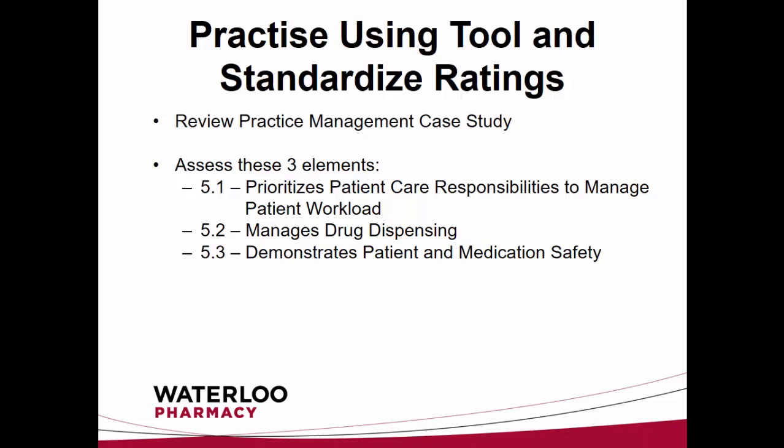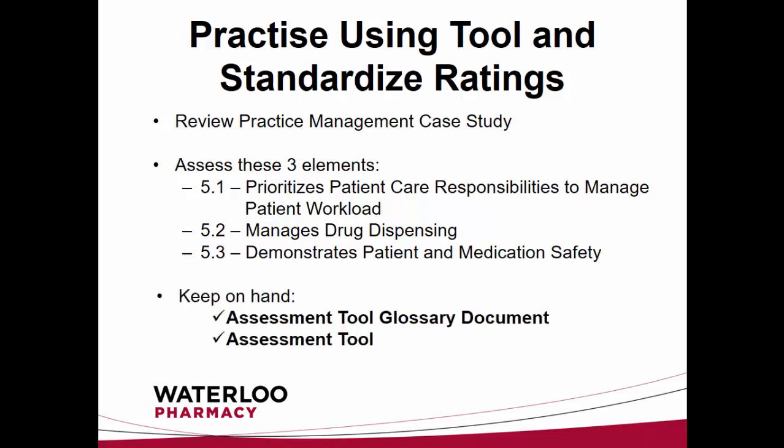Before you hear the case study about Beth, review the assessment tool glossary document for these 3 elements to understand what behaviors are expected, and review the assessment tool to understand the different performance levels or columns for each possible rating. You will need to assume that this overview is typical of what you have observed from Beth throughout the rotation. After listening to the case study in the next few slides, we will ask you to reflect on Beth's performance. Be prepared to identify what she did well and what she needs to improve, and to assign a rating for each of the 3 elements based on your observations of her performance.